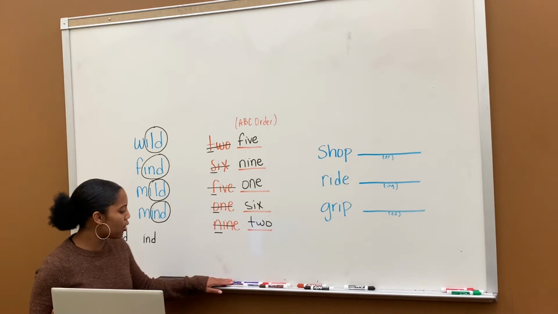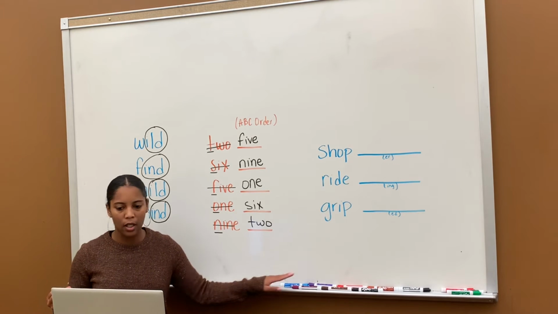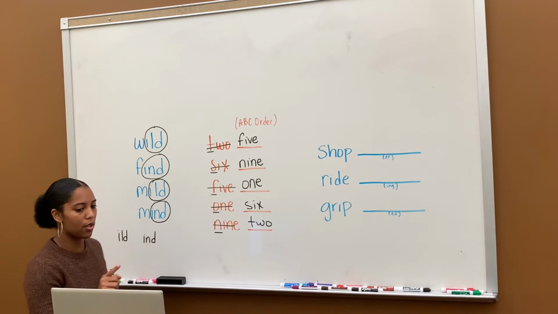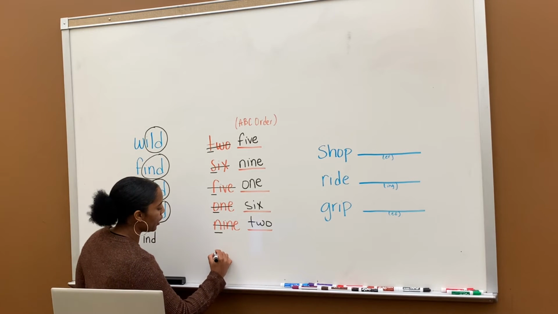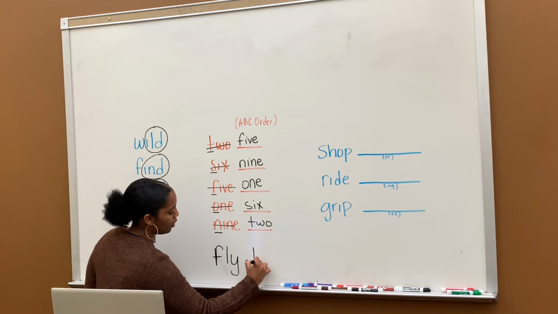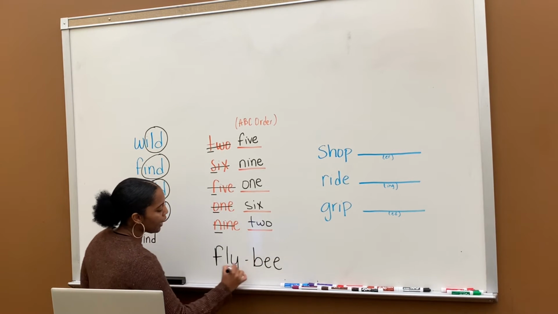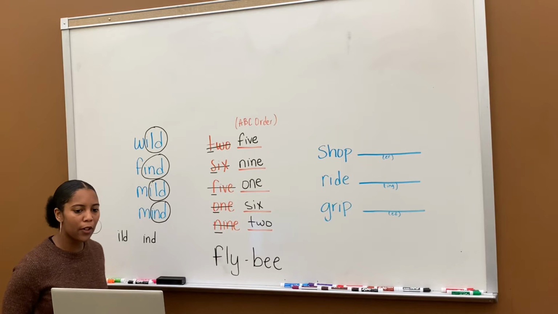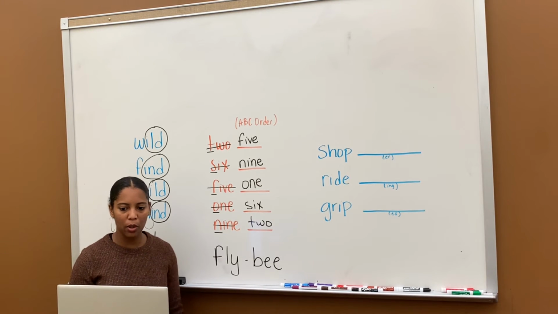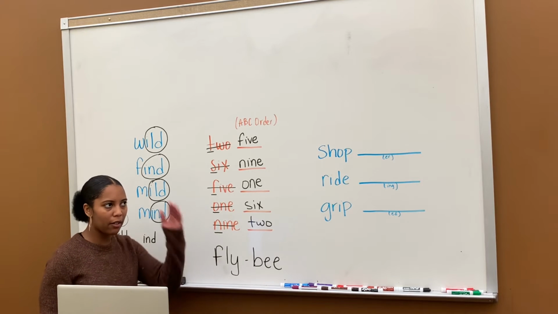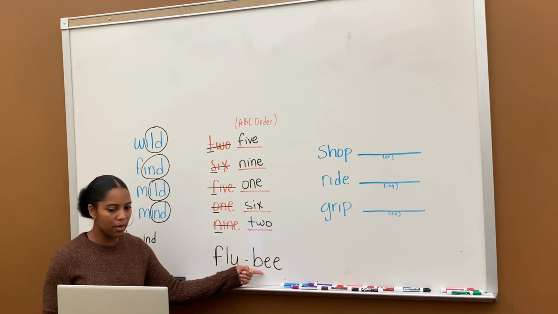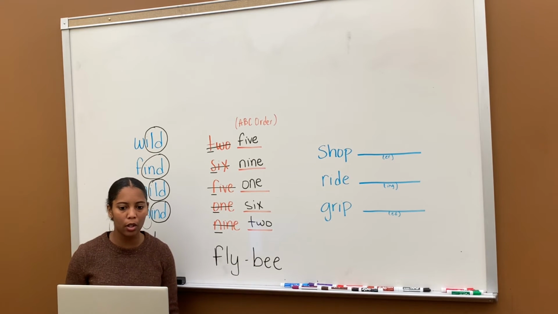So I'm going to write two words on the board. I'll write two words, and I want you to tell me which one would go first, okay? So I'm going to put, these are the two words, fly and bee. Which one would go first in ABC order? Fly or bee? Which one would go first? Think about the ABCs. Look at your first letter. Which one comes first? Raise your hand if you know.